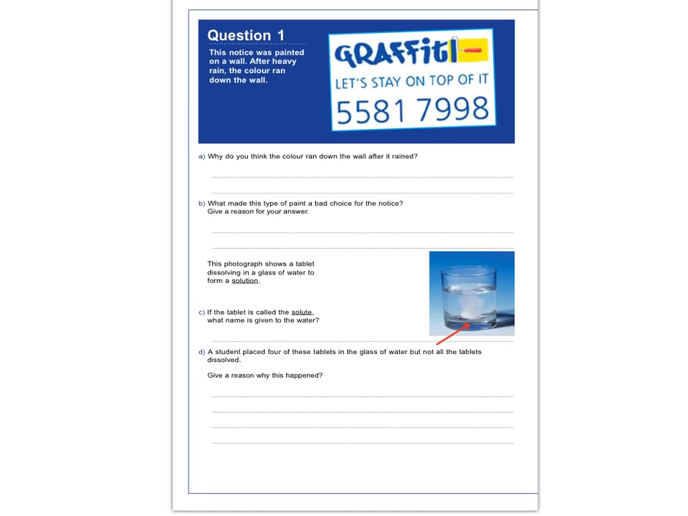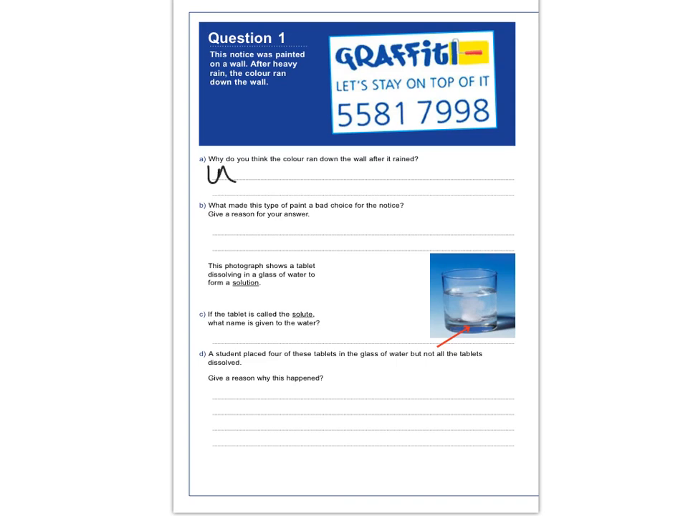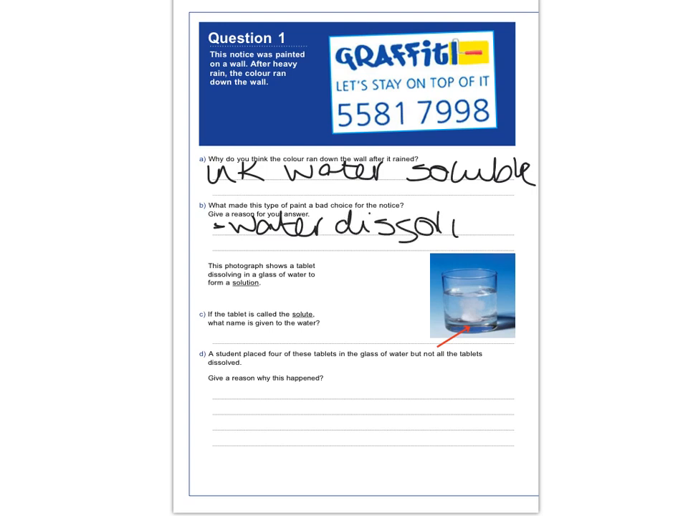Because the ink was water soluble. So that means it dissolved in the water. B, what made this type of paint a bad choice? Give a reason for your answer. It was a bad choice because the water dissolved it. A better choice for this might have been oil paint, because oil paint is not dissolved by water.